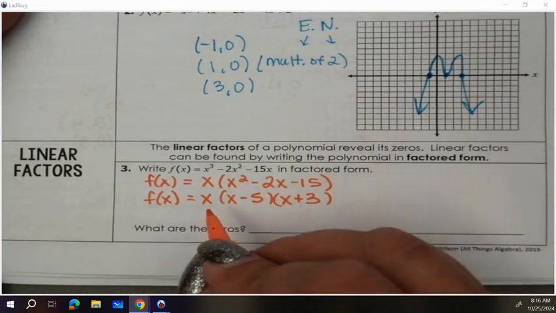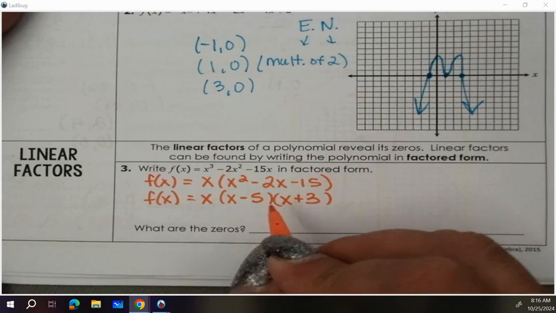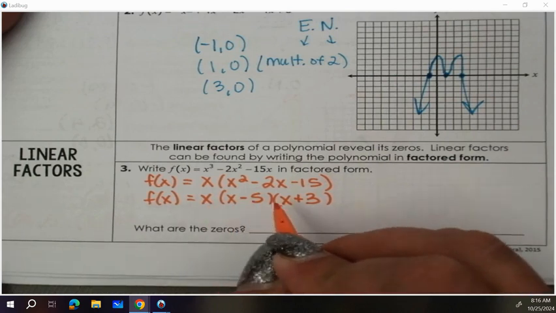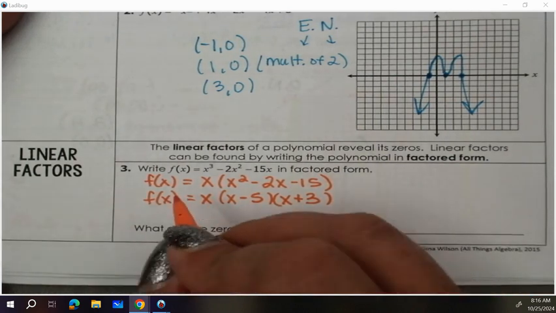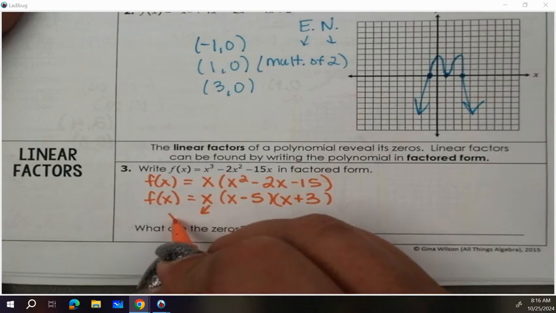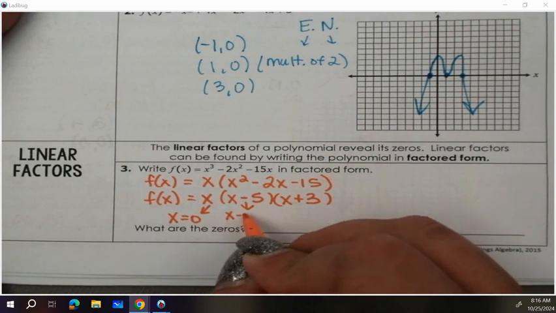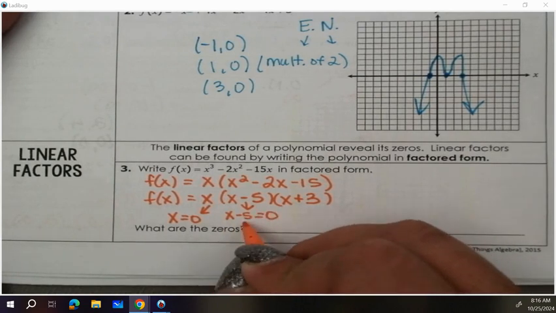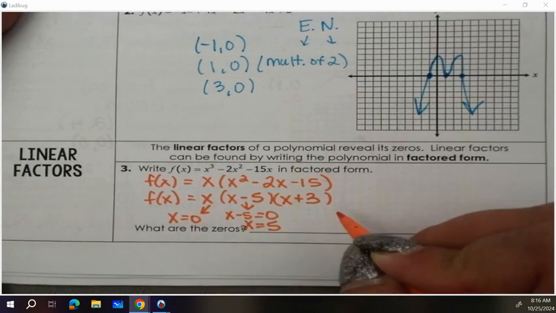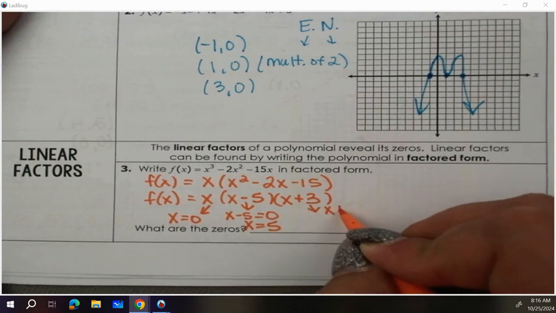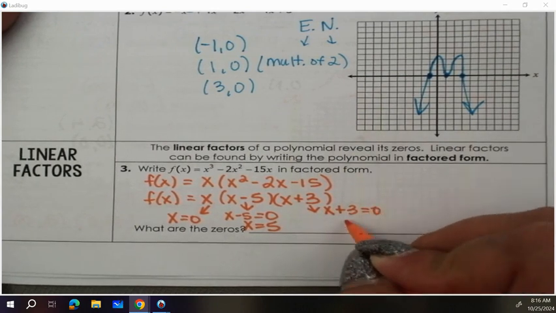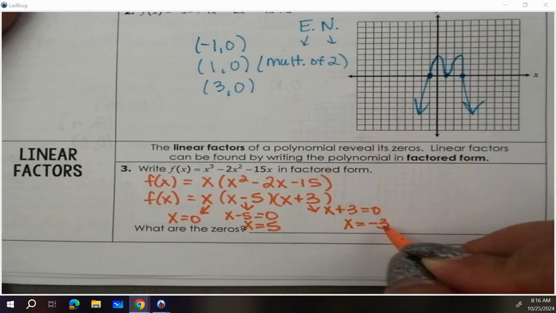Now, to find my zeros, remember at this stage, you set each piece equal to 0. So x equals 0. x minus 5 equals 0, so x equals 5. x plus 3 equals 0, so x equals negative 3.